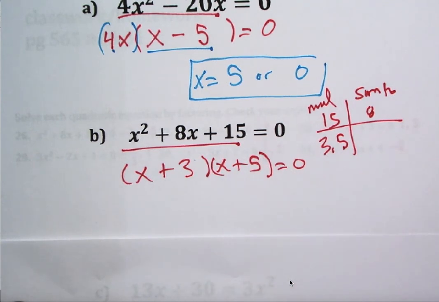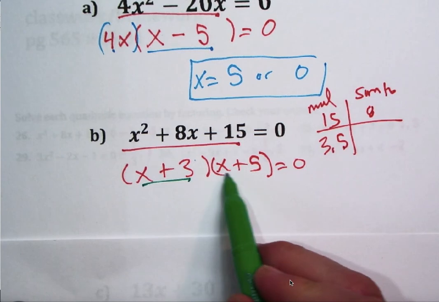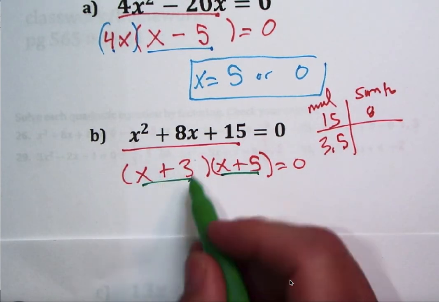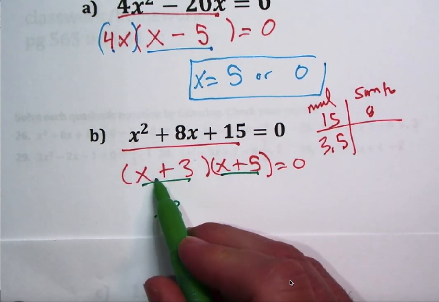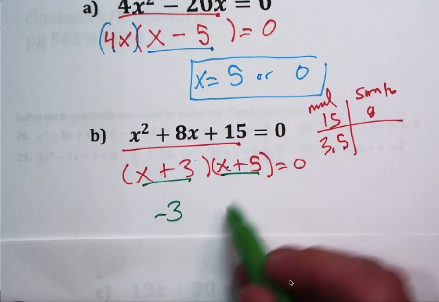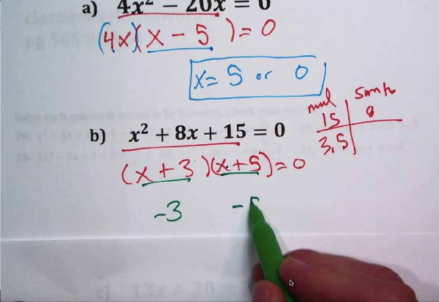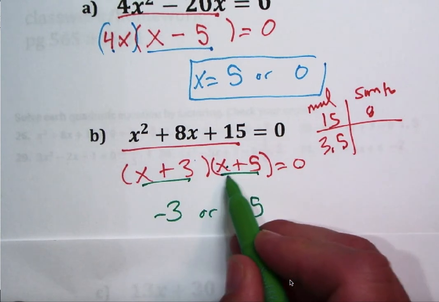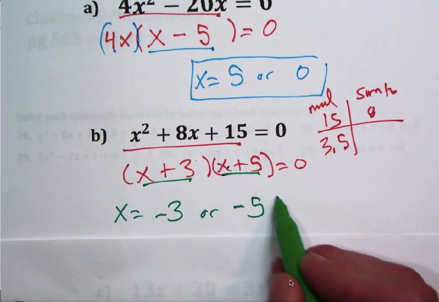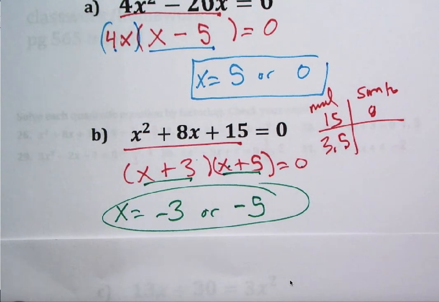And now, it's kind of easy to see what the 2 values of x are. Well, negative 3 would make this 0, and 0 times anything is 0. And we can make x negative 5, excuse me, because negative 5 plus 5 is 0. And there we go. We solved the equation by factoring.